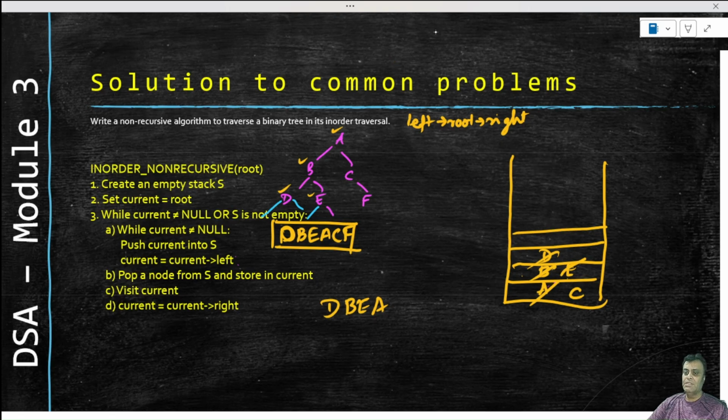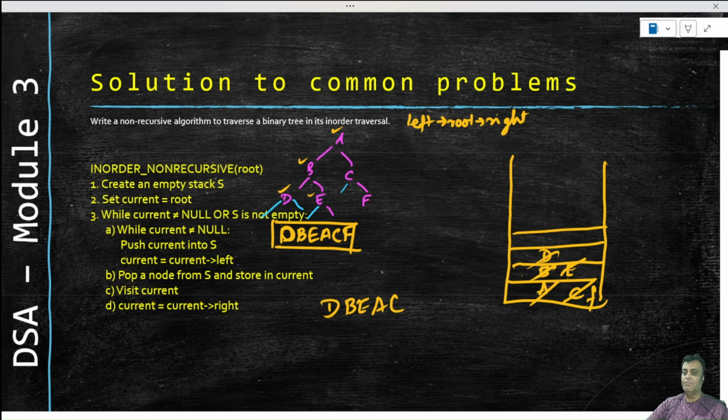The left of C is null, right? So if the left of C is null, print C, because I'm popping out C. I'm going to pop out C, and I'm going to print C, right? And then I have to go to the right. To the right of this, then I'll keep on moving left. So at right of this I get F, right? I take F, and after that I keep on moving left, right?